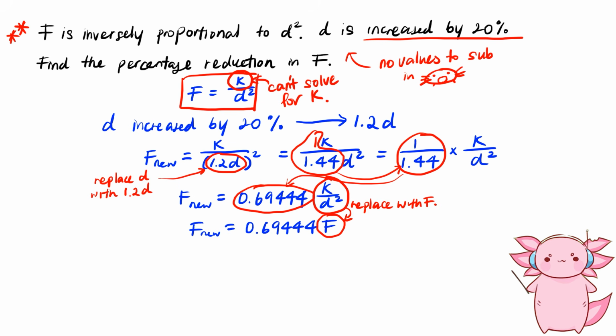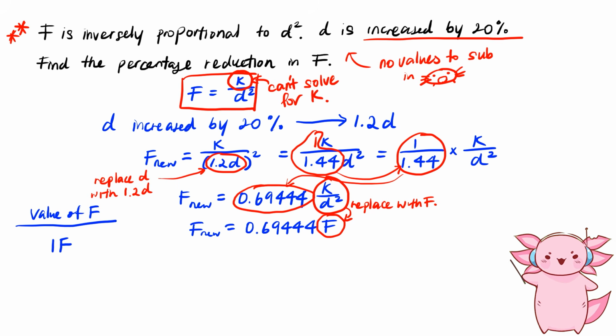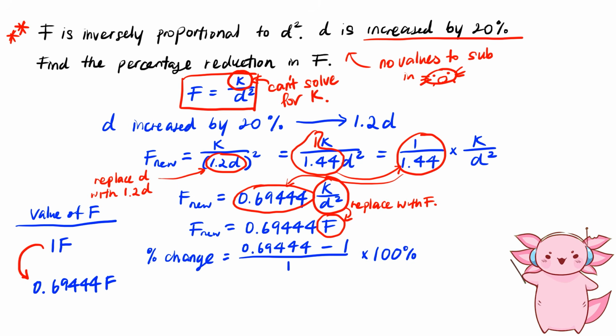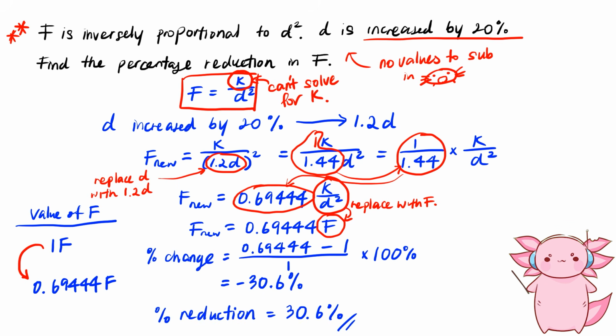Since f is equal to k over d squared, we can actually get the relation that f new is equal to 0.69444 times f. So basically the value of f kind of went from 1 down to 0.69444. So let's put it into our percentage change formula that we learned in the Sec 1 video, and we get the percentage reduction of 30.6%.